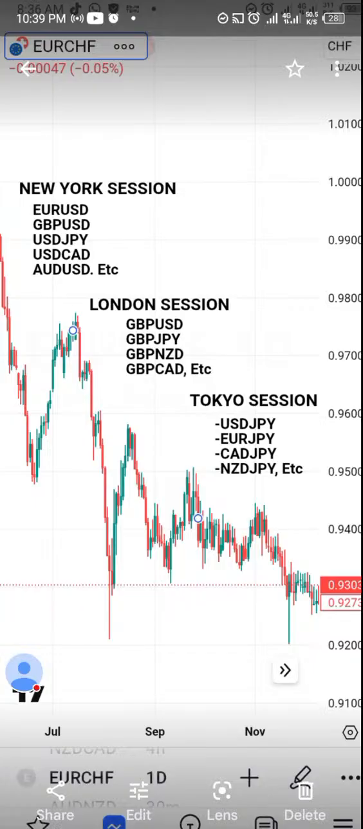Then we have the London session. That is when the big boys are now coming in gradually. The London session is the next session that opens. This is a session that matches with Nigerian business working hours, you know, 9 to 5. It opens 9 a.m.